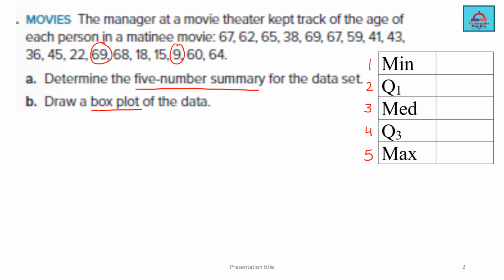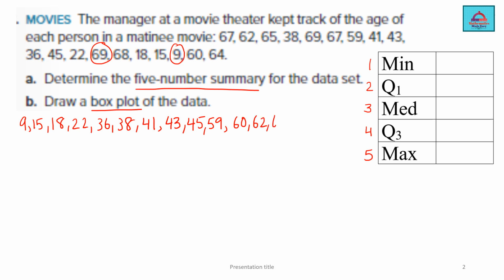So I will write them: 9, then 15, then 18, then 22, then 36, then 38, then 41, 43, 45, 59, 60, 62, 64, 65, 67, again 67. Now there's less space, I'll go to the next line, then 68, then 69, and then 69.